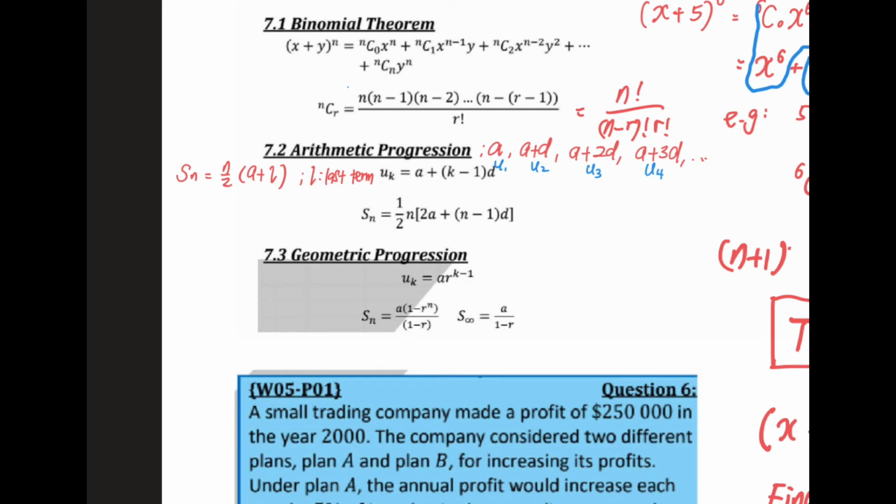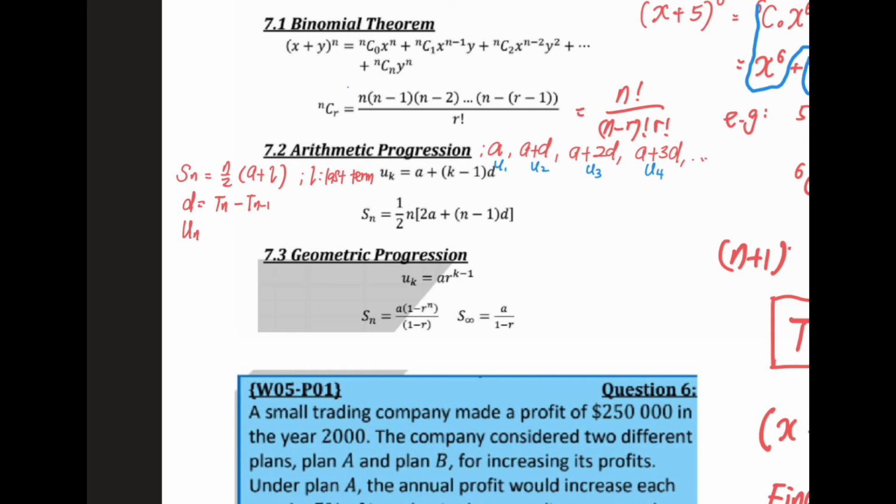But the limitation of this formula is we can only use it if you know the last term. If you don't know the last term, then you cannot use it, so you have to use the other formula. This formula can be used if you know the first term and the common difference, the d. Okay, then d is basically the term at the back minus the term in front. So to get d, we can do like this.